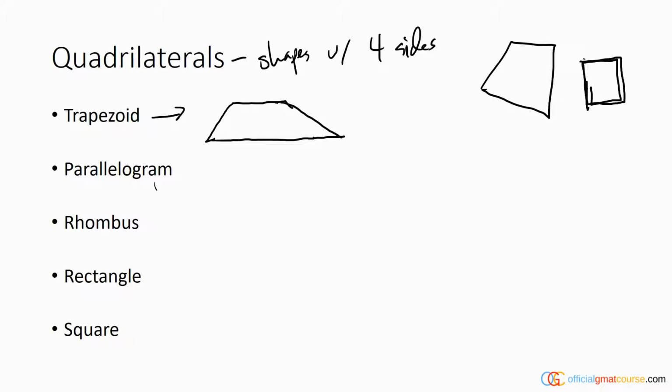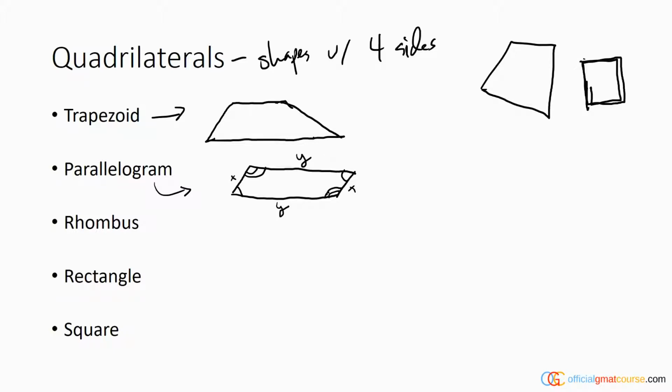A parallelogram is a shape where you have two pairs of parallel sides. So assume those are parallel, and then these will also be parallel. And what this means is that both of these sides would be the same length, and both of these sides would be the same length. And these angles here would be the same size, and these angles here would also be the same size on their own.